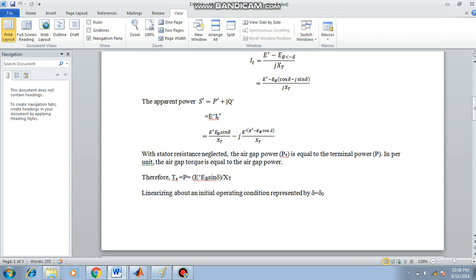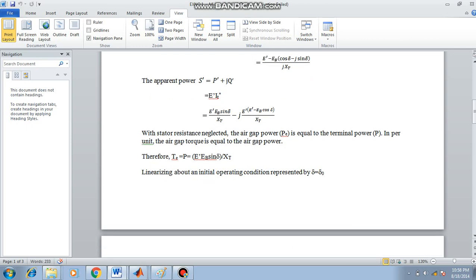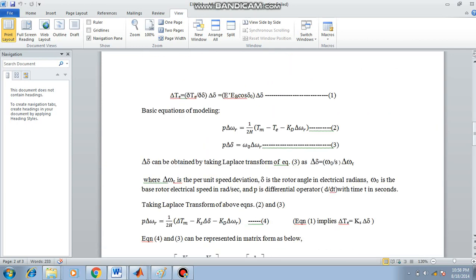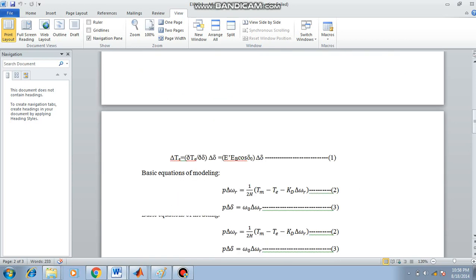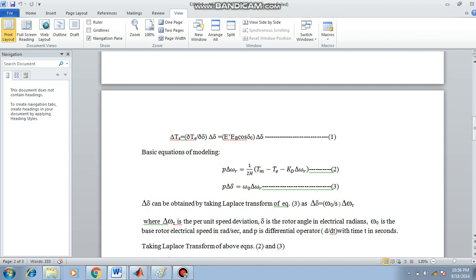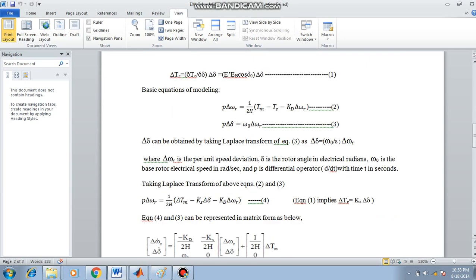Then for linearizing, considering the initial operating condition, del can be replaced by del naught. The torque equation can be written as delta TE divided by delta del into delta del, that is equal to E dash EB cos del naught into delta del. Okay, so then we all know the basic equations of modeling. These equations you can get from Guntur book, and you can derive this equation.